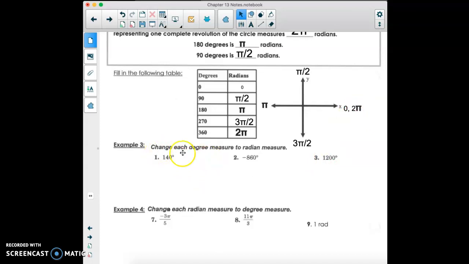So now we want to talk about changing degree measures to radian measures. Some of you do have calculators that will allow you to do this. You also need to know how to do it by hand and to show your work if I ask. So, in order to change degree measures to radian measures, we are going to want to cancel our degree measures.